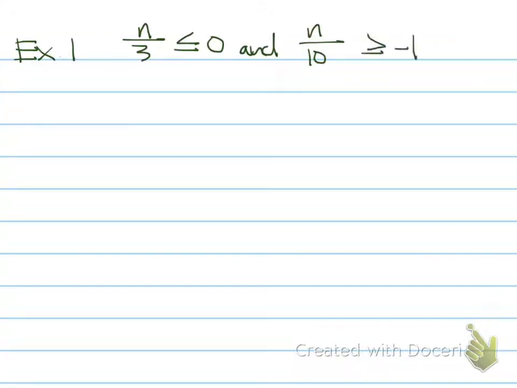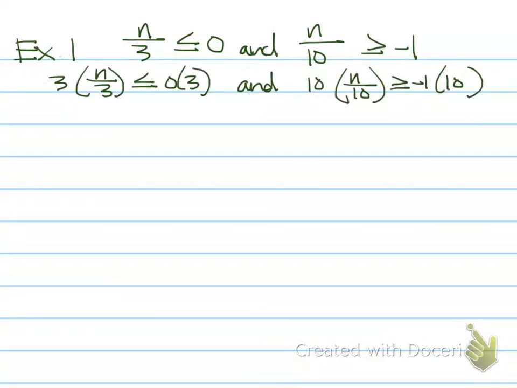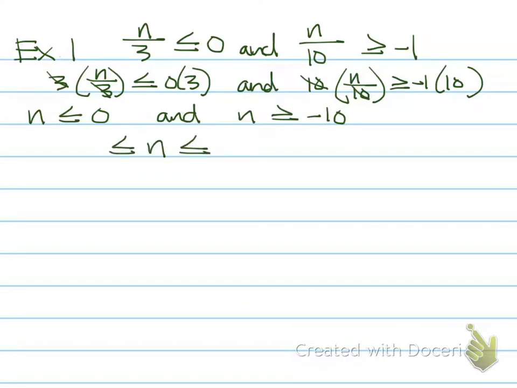All right, so if we solve this compound inequality, the first thing we want to do is multiply the first inequality by 3, both sides. And the second inequality, we're going to multiply both sides by 10 to get rid of the fractions. That leaves us with n is less than or equal to 0 for the left inequality. And for the right inequality, we have n is greater than or equal to -10.